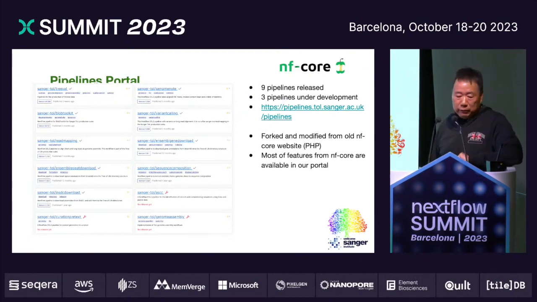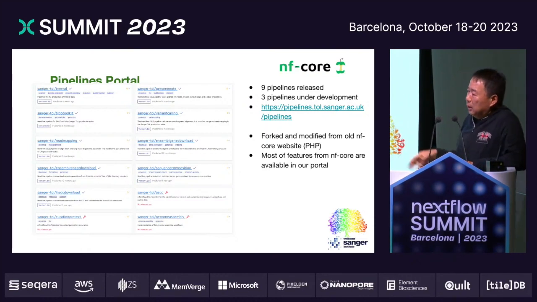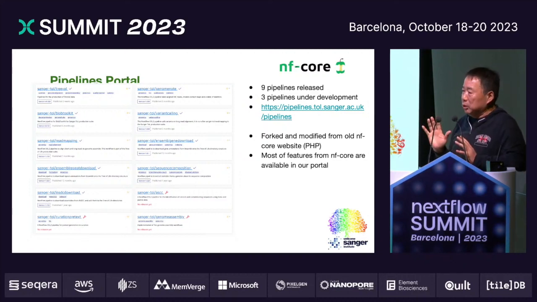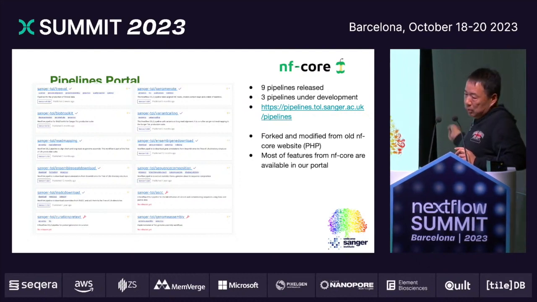Currently we have 12 pipelines released or under development. We have a pipeline portal to bring all the pipelines together. For this portal, we actually use the nf-core website. We exactly copy it, I just modified it a little bit, switching the nf-core Git repository to our Git repository. So all the features from the nf-core website are available in this website.